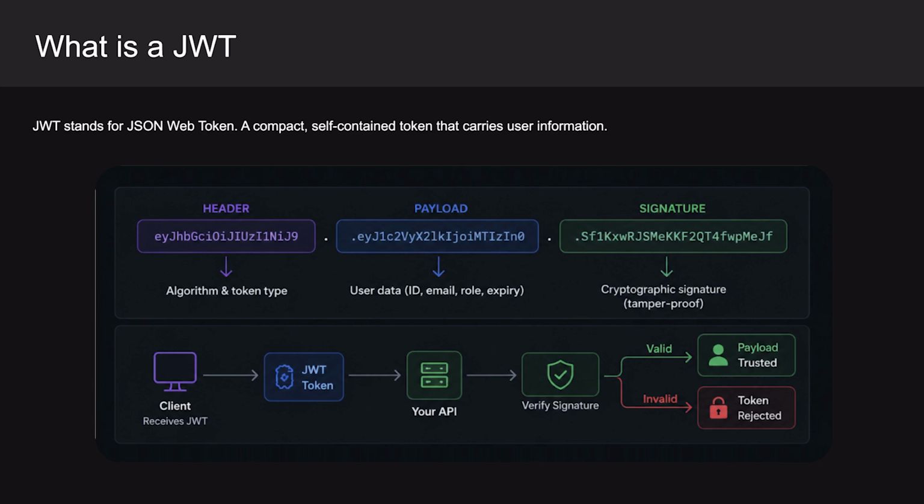Look at the flow diagram at the bottom. The client sends the JWT to your API. Your API verifies the signature. Valid, the payload is trusted. Invalid, the token is rejected. If someone tampered with the payload, the signature won't match.